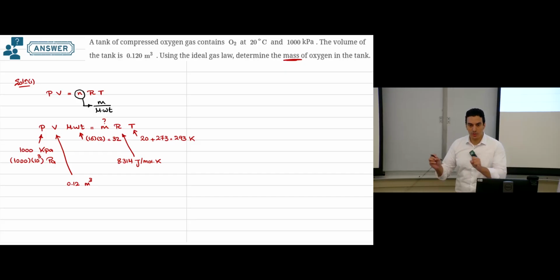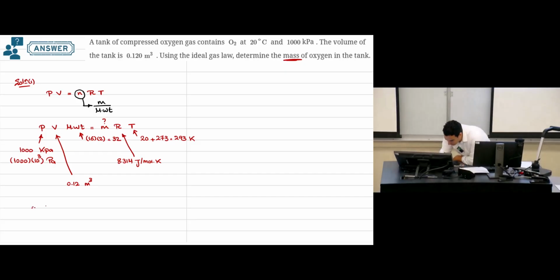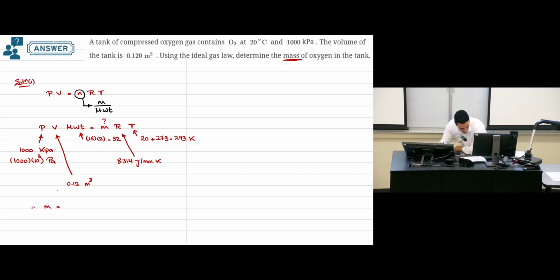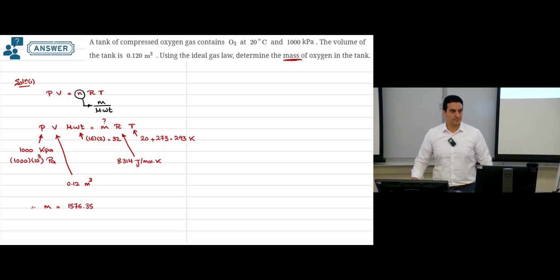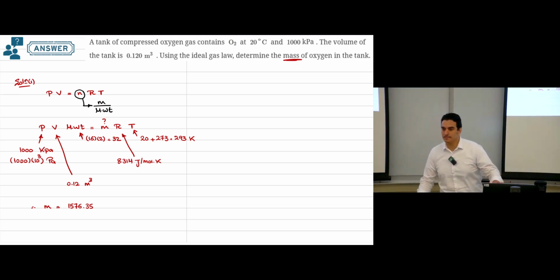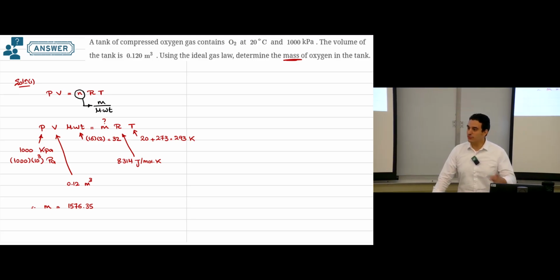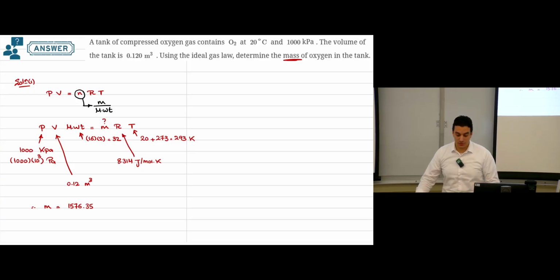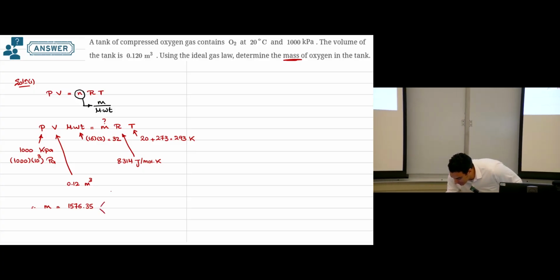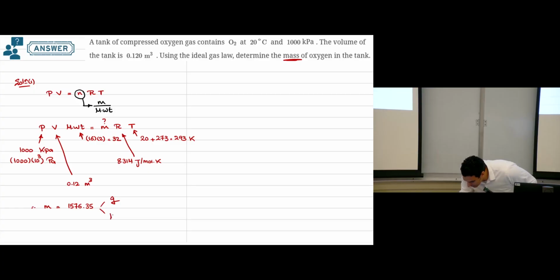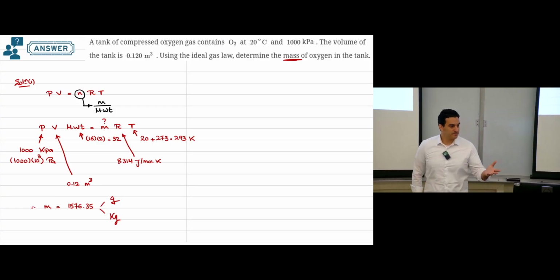Now we have everything. Put the numbers in the equation, then you can calculate the mass. So the mass of oxygen here will be 1576.35. Clear? Do you think we finished the solution? When you put a number, don't forget to put what? The units. So what will be the units of this mass? Grams? Usually the mass in the SI system is kilogram, right?